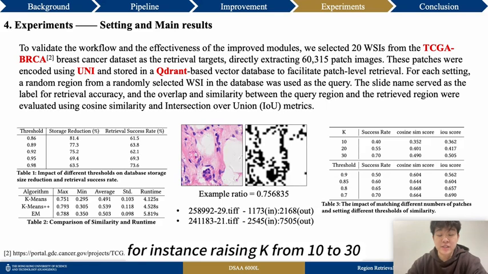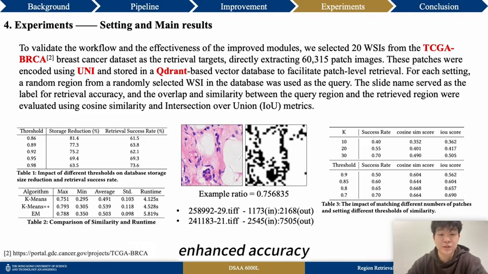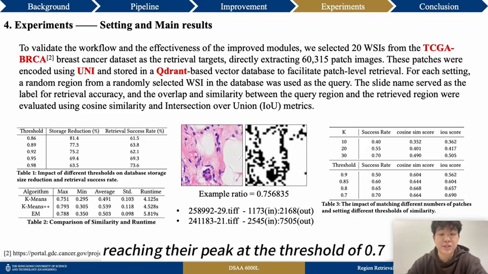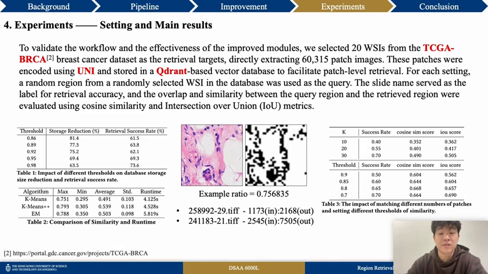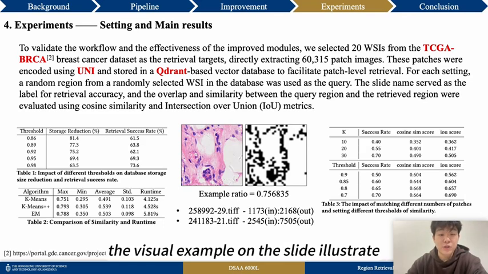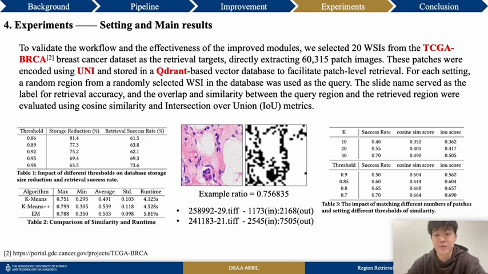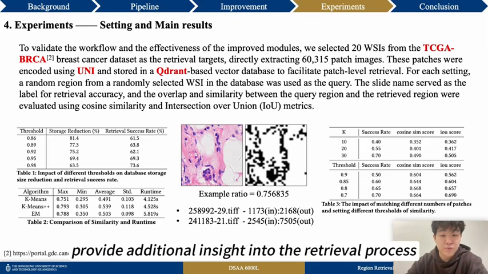For instance, raising K from 10 to 30 improved the success rate from 0.4 to 0.7. Lowering similarity thresholds further enhanced accuracy, with IOU and cosine similarity scores reaching their peak at the threshold of 0.7. The visual example on the slide illustrates the retrieval results, showing the query region alongside the retrieved region. The patch statistics below provide additional insight into the retrieval process.